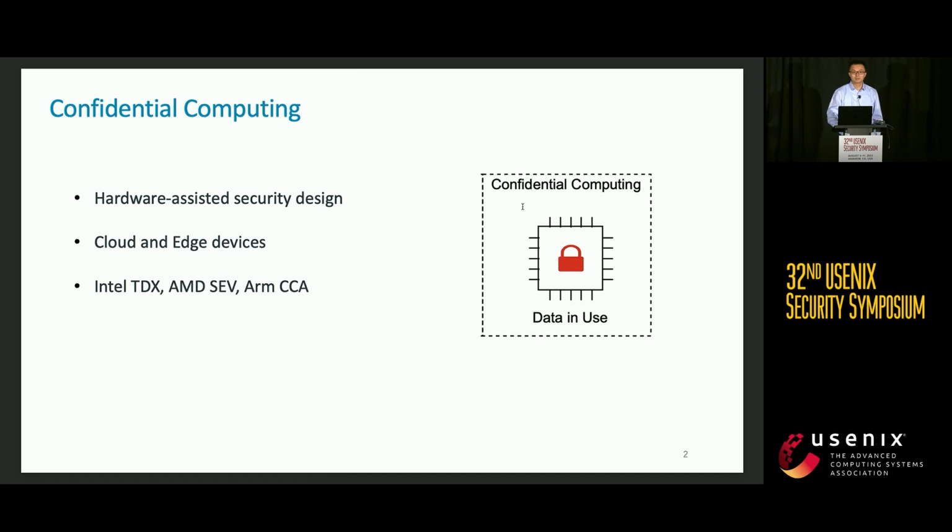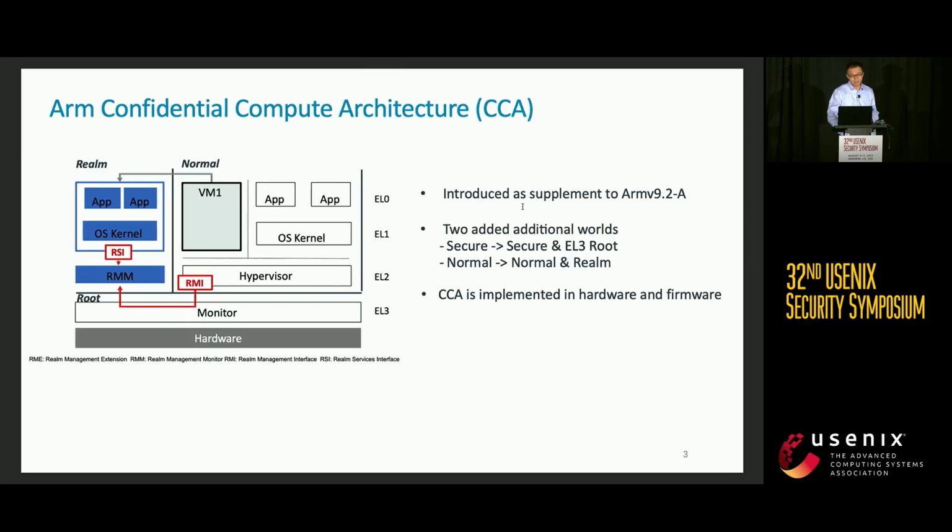Confidential computing is an emerging term, and basically the idea is we are trying to use hardware-assisted trusted execution environments, such as Intel TDX, AMD SEV, and ARM CCA, to protect the data. ARM recently introduced the Confidential Compute Architecture, and as you can see from the figure, it introduced two additional worlds. One is called Realm, okay? The other one is called Root. Root is not new. It's something we had before for exception level 3. Realm is a new world.